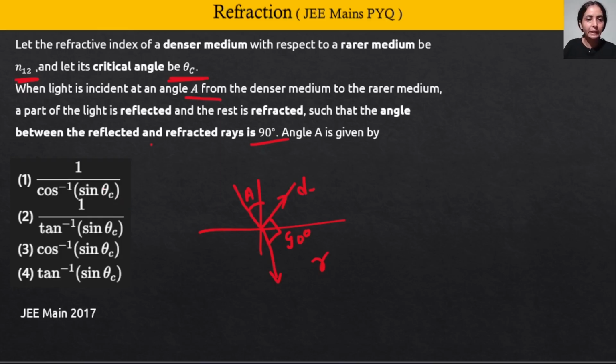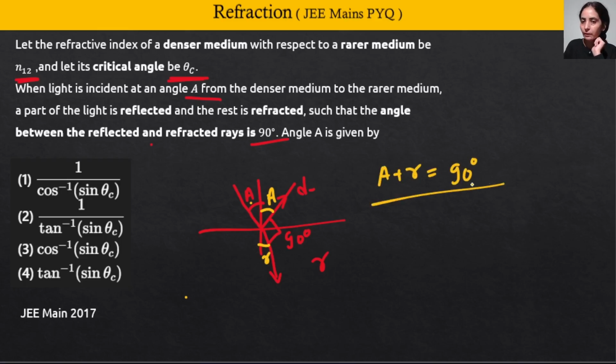So in terms of theta c we have to write the answer, not in terms of refractive index. So let us put the things in. First of all, this is A, this will also be A. If this is small r, then A plus r is going to be 90 degree, because this whole is 180, this is 90, so A plus r has to be 90. So this is this. We have to calculate A, done, and we know the critical angle. If we use Snell's law at this point, we can write that mu1, that is the denser medium's refractive index, let's say this is mu, so mu sine A will be equal to how much?